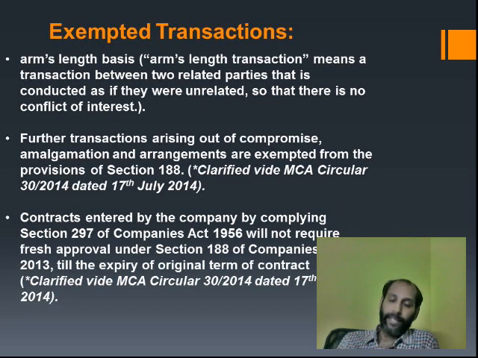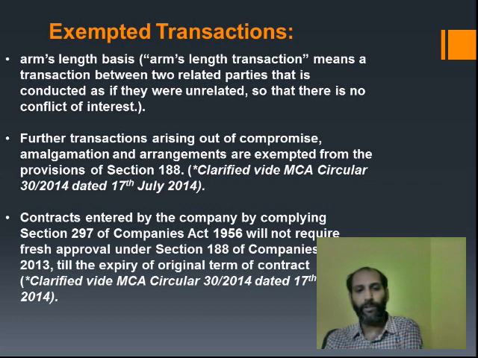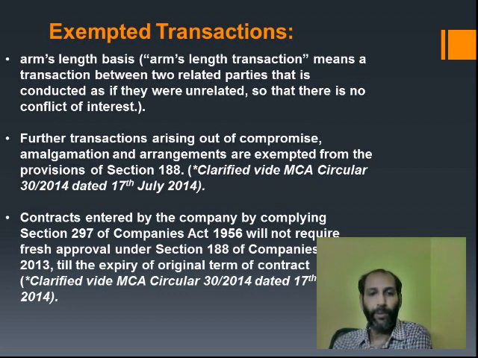Coming to exemption transaction. There are some exemptions which are given to related party transactions. As you know, the transactions are at arm's length price. CA students are well aware of transfer pricing, arm's length, etc. What is an arm's length basis transaction? The price has no disparity.